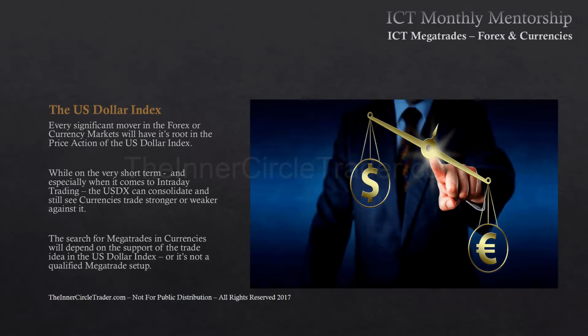The US dollar index. Now, obviously, I have preached this long and hard ever since the first day I came out on the scene as a Forex guru. Every significant mover in the Forex or currency markets will have its roots in the price action of the US dollar index. That means if it's going to be a significant price move, it's going to be mirrored in the dollar index. Now, on the very short term, and especially when it comes to intraday trading, the dollar index can consolidate, and we can still see foreign currencies trade stronger or weaker against it while the dollar index stays in consolidation.